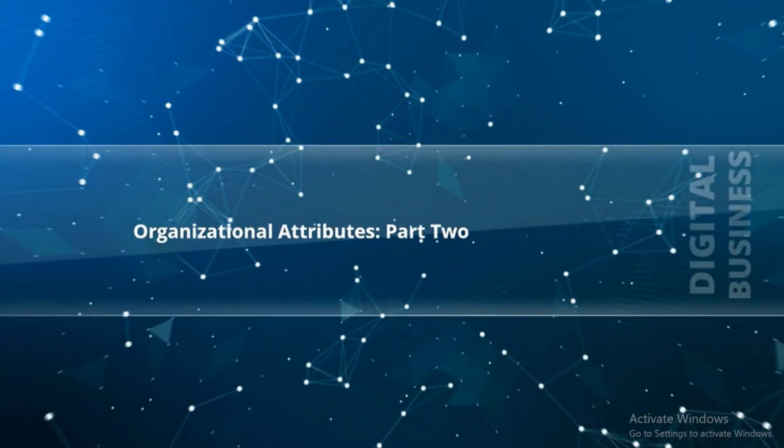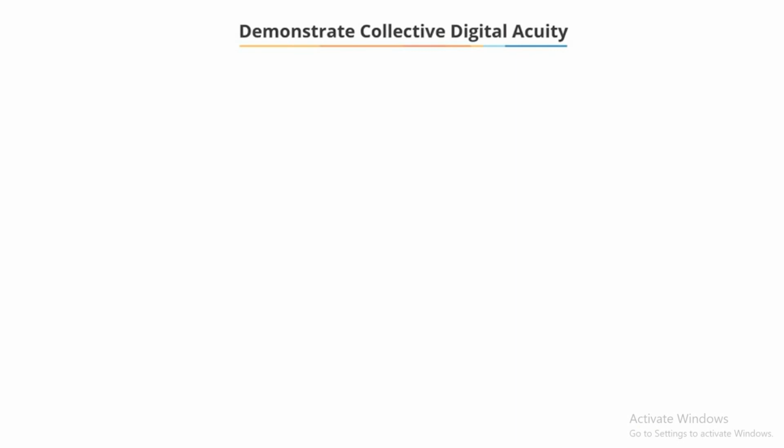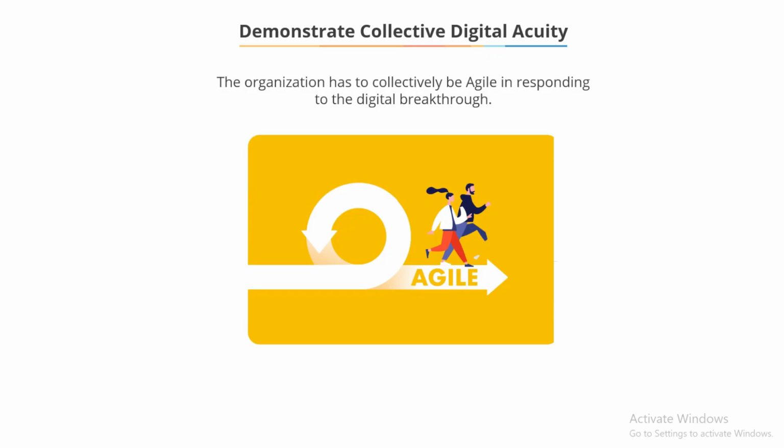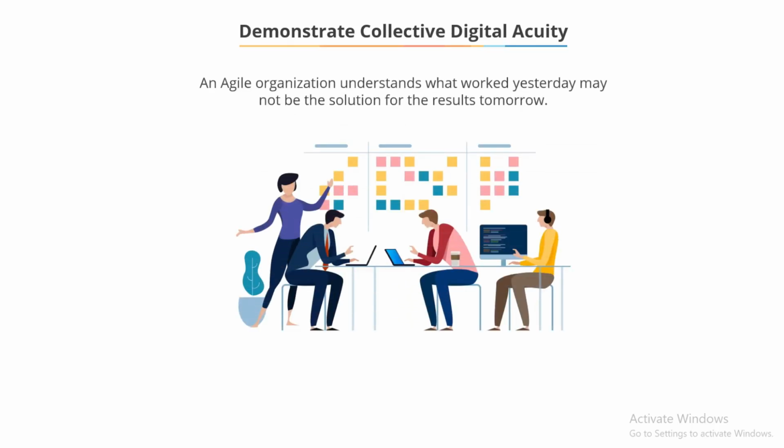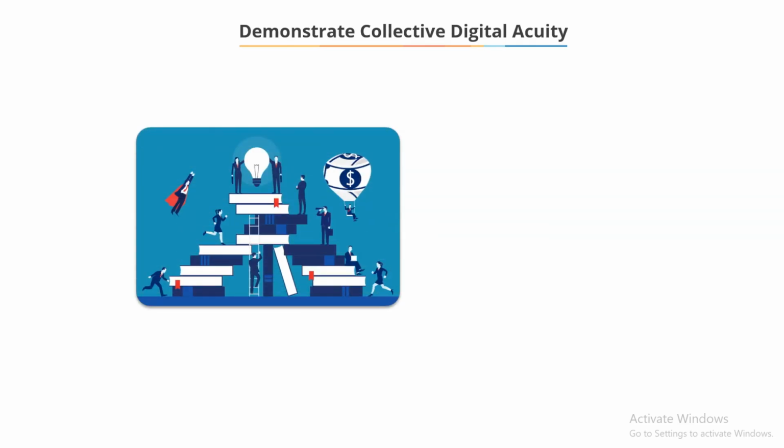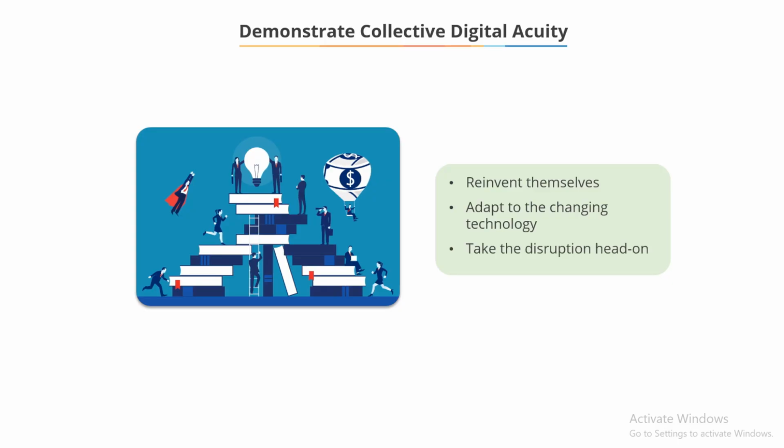Let us further explore the attributes of the organization that demonstrate a positive change management culture. Let's look at leadership demonstrating collective digital acuity. The organization has to collectively be agile in responding to the digital breakthrough. This requires a systemic culture of learning and unlearning. An agile organization understands what worked yesterday may not be the solution for the results tomorrow. Organizations with a learning mindset reinvent themselves and adapt to the changing technology on an ongoing basis. They can take the disruption head on.